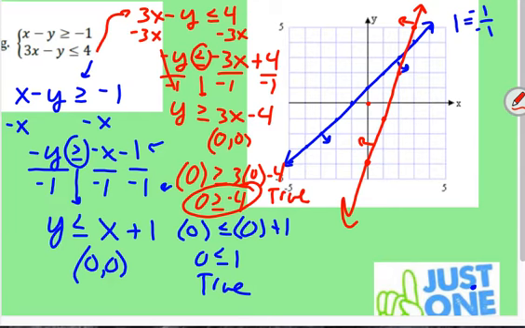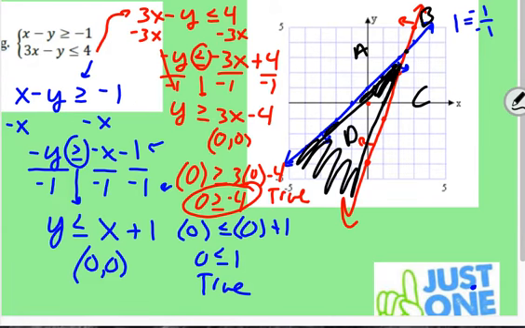Okay, where's my double shaded area? Basically, when you graph two lines and they intersect at one point, you create four regions. Here's A, B, C, and D. I can see that D, right here, is my solution to this system of inequalities because it's the double shaded area. Okay, good.